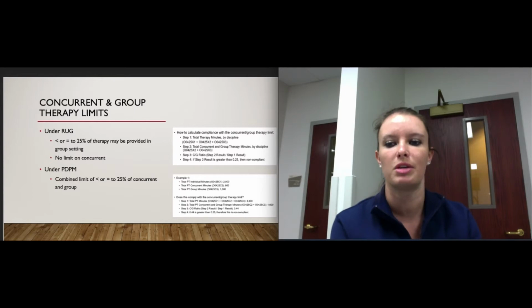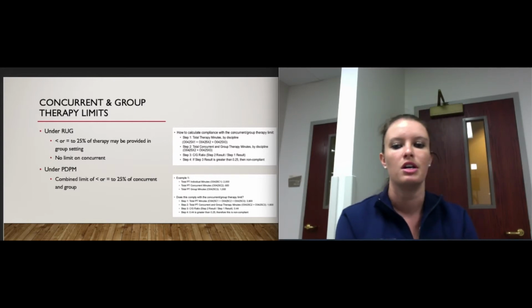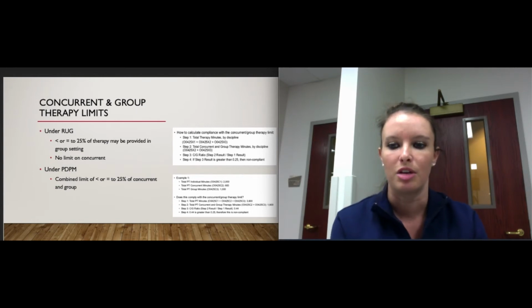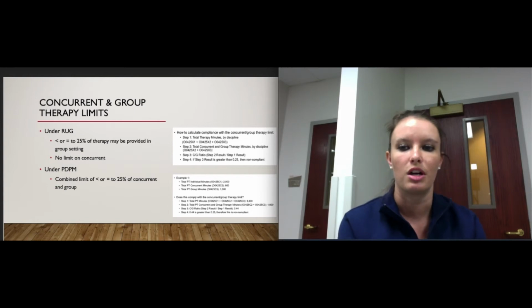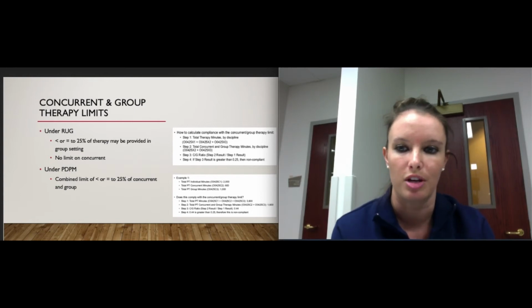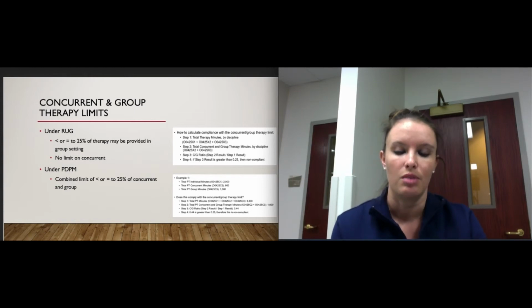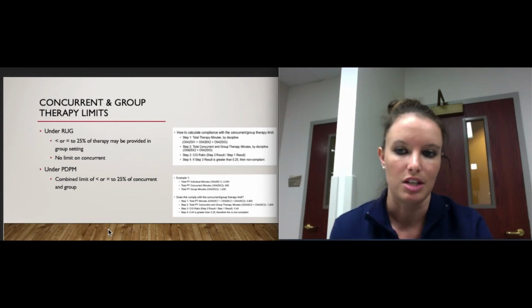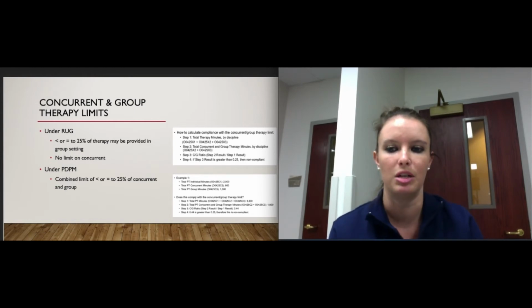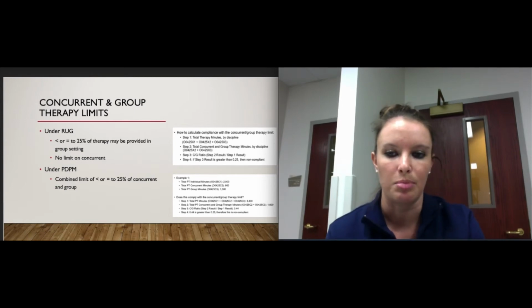Concurrent and group therapy limits. Concurrent is defined as one therapist with two patients doing different activities. Group therapy is one therapist with four patients doing the same or similar activities. Under RUG, there was no limit on concurrent therapy, but there was a limit on group therapy of less than or equal to 25% of therapy provided during a complete session. But under the new PDPM, there is a combined limit of less than or equal to 25% of concurrent and group total minutes throughout the patient's stay.